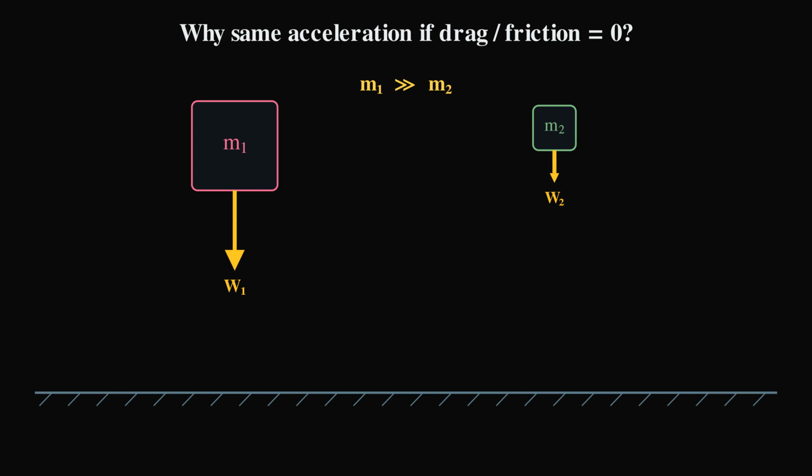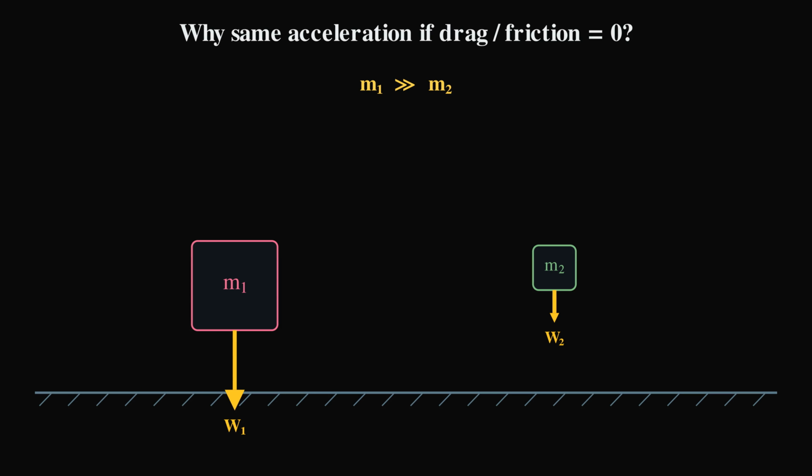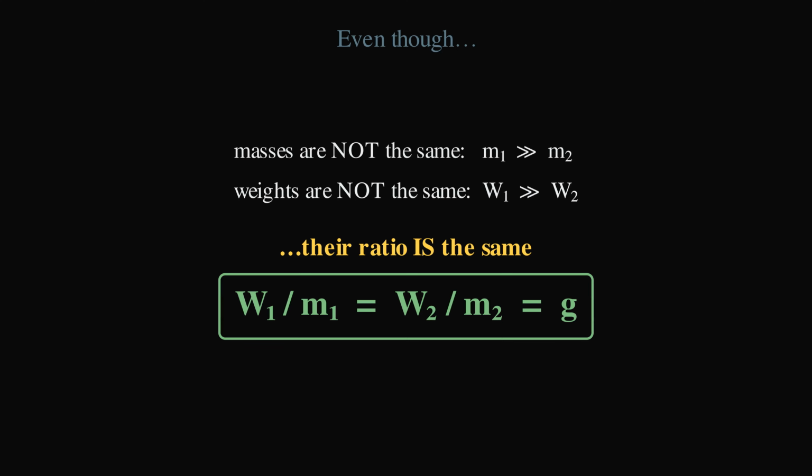Watch a heavy mass and a light mass side by side. Their weights differ, but they fall together. Masses are not the same. Weights are not the same. But their ratio is the same. W1 over m1 equals W2 over m2 equals g. So both accelerate at the same g.